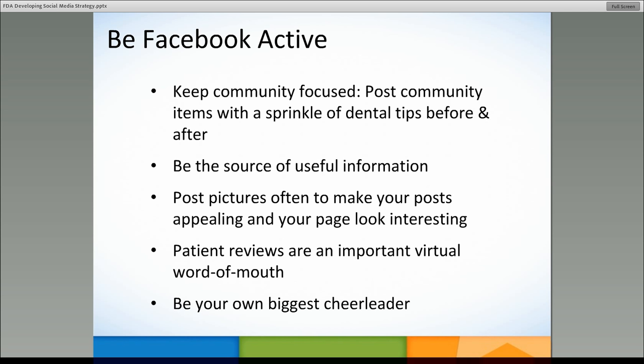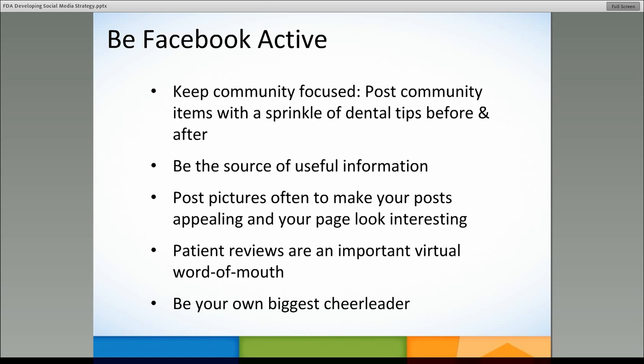So if you hear something that makes sense and you feel will be beneficial to your patients, don't hesitate to put it on there, but make sure that it will benefit them. Post pictures, post them often. Make it appealing to your page and make your page look interesting. Whether it's pictures of the office, if you get a new TV monitor, some new equipment, or a new fish tank, or a new fish in that fish tank, or doctor gets a new haircut, or whatever it may be.